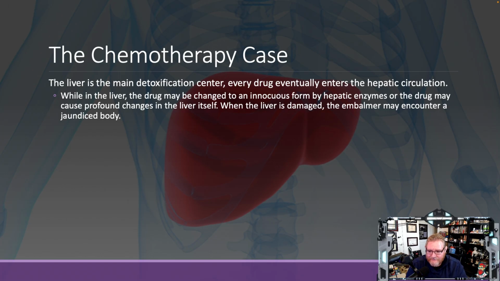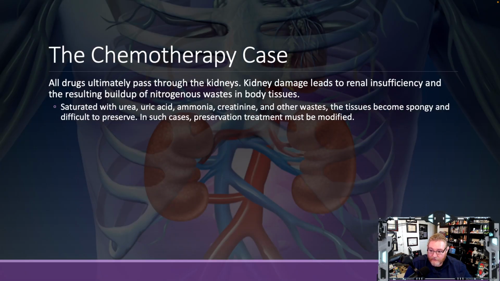The liver is the main detoxification center, and every drug eventually enters the hepatic circulation. While in the liver, the drug may be changed to an innocuous form by hepatic enzymes, or the drug may cause profound changes in the liver itself. When the liver is damaged, the embalmer may encounter a jaundiced body. All drugs ultimately pass through the kidneys. Kidney damage leads to renal insufficiency and the resulting buildup of nitrogenous wastes in body tissues. Saturated with urea, uric acid, ammonia, creatinine, and other wastes, the tissues become spongy and difficult to preserve.